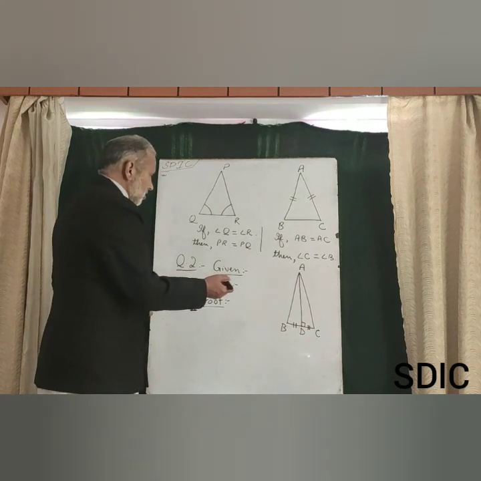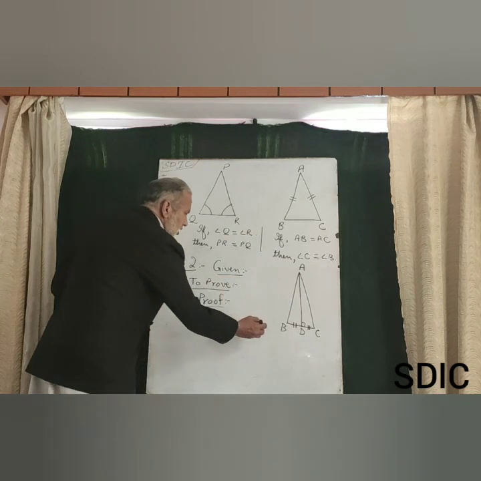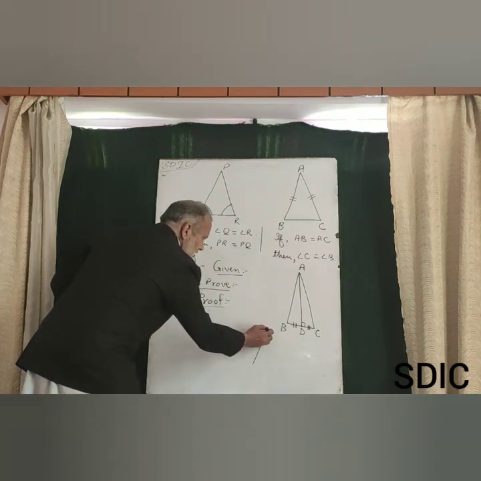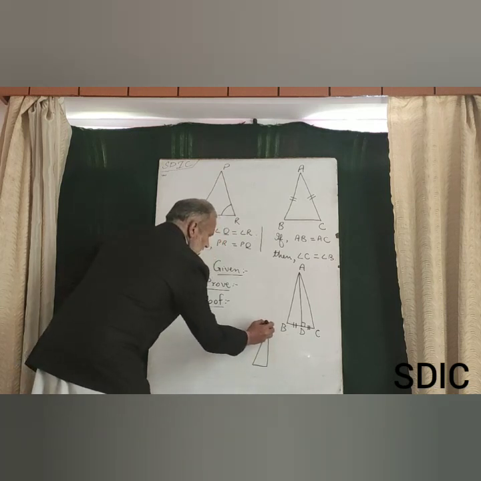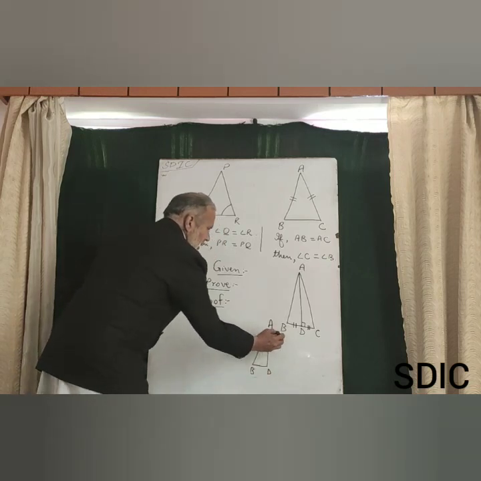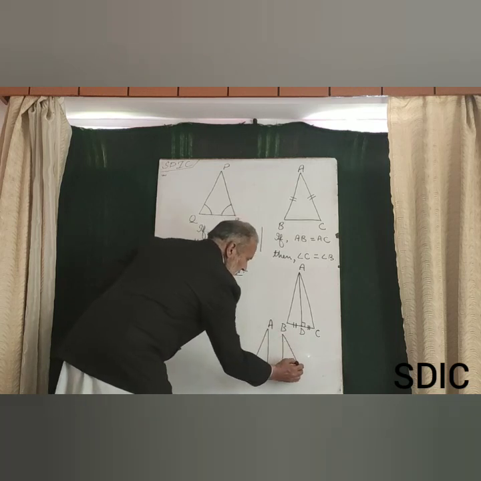Let us, to understand it easily, draw these roughly in the rough part of our copy. This is the first triangle, triangle ABD, and then the second triangle is ACD. Rough figures.